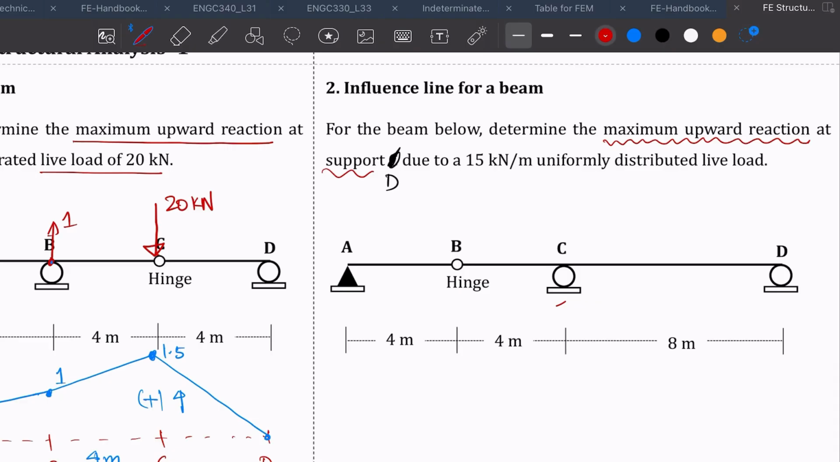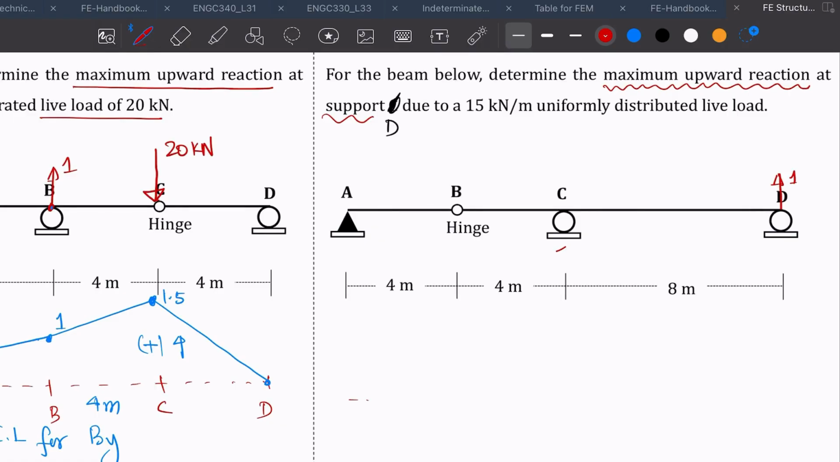Again, we use the same concept. We apply a unit distance, we release the restraint. Right now D cannot move up, so using the Mueller-Breslau principle, it says to release that constraint at D and apply a unit distance, and then the deflection of the beam will be the representation of your influence line. So we are going to draw the beam again. This will be D, this will be C, this will be B, and this will be A.